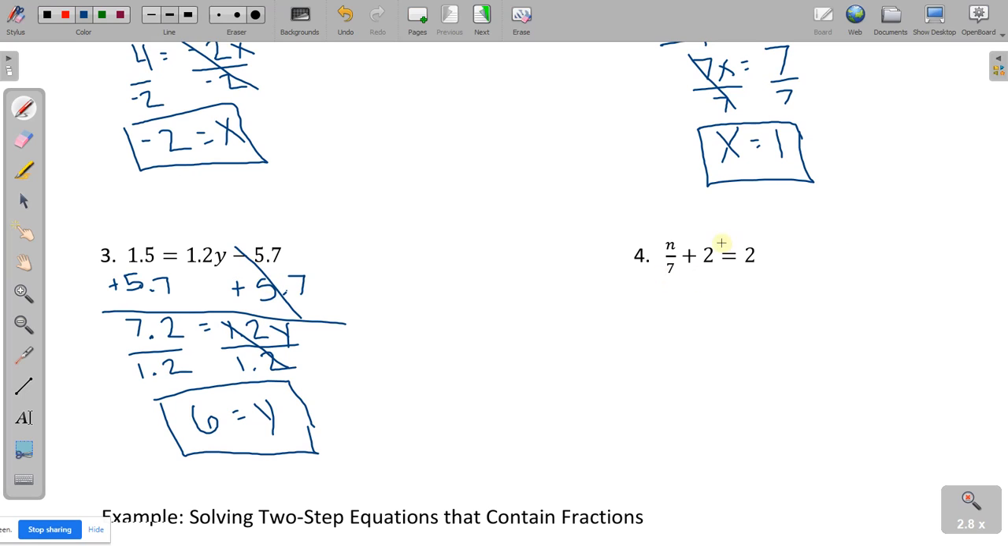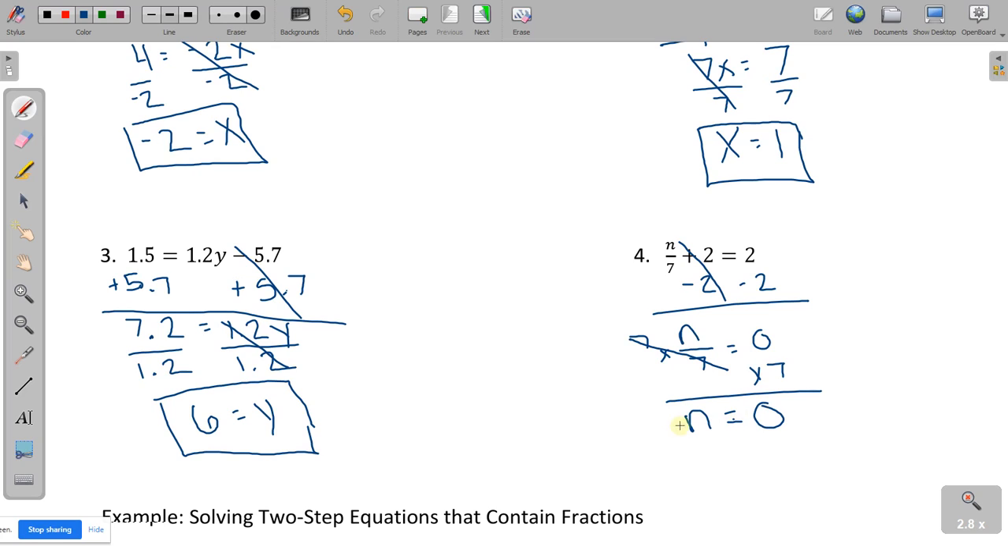Let's check number 4. We have n over 7 plus 2 equals 2. So we have to get rid of the loose number, so we're going to subtract 2 from both sides. Cancels out. We get n over 7 equaling 2 minus 2 is 0. N over 7, same thing as n divided by 7, so we're going to multiply 7 to both sides. It cancels the 7's out, gives us n to equal 0 times 7 is 0.